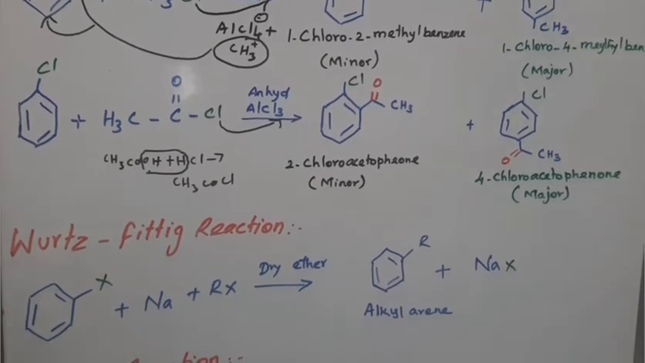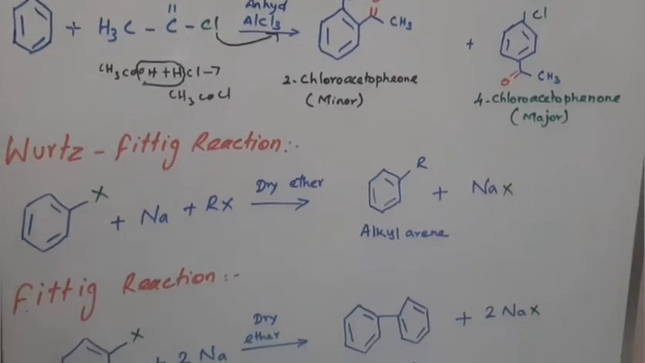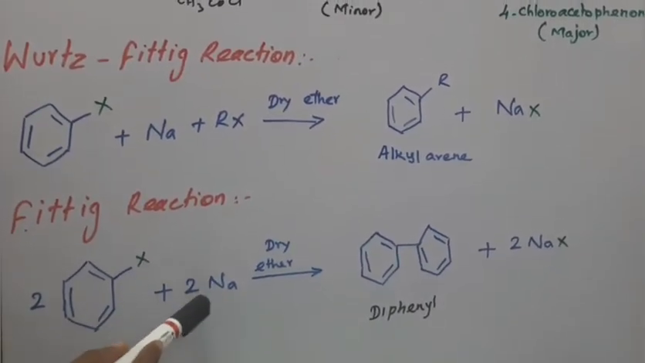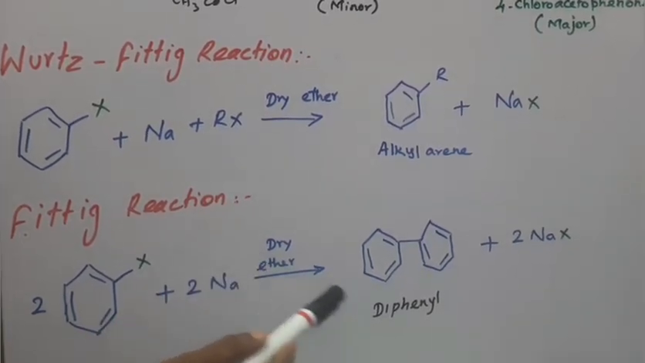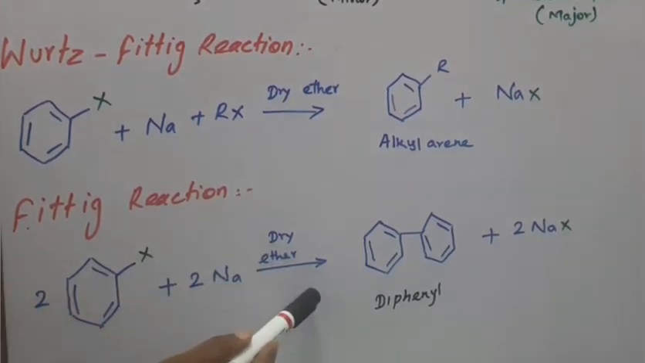And the next one you see is the Fittig reaction. What is the Fittig reaction? Aryl halide reacts with a metal like sodium in the presence of dry ether, and we can get diphenyl. So this is your Fittig reaction.